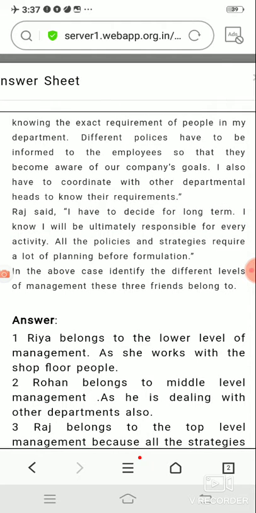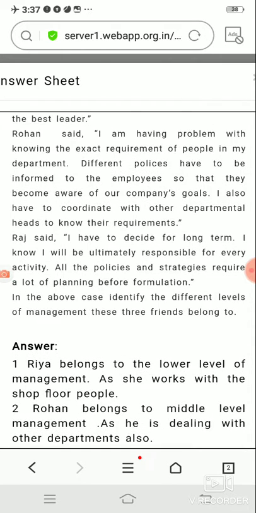Now next is Raj. Now see what Raj is saying. Raj is saying that I have to decide for long term. See children, यहीं से आपको clear हो जाना चाहिए. Raj is saying I have to decide for long term. I know I will be ultimately responsible for every activity. All the policy and strategies require a lot of planning before formulation. It means Raj is working at that level where he is responsible for each and everything. He has to make policies for a long period of time, and strategies also. So it means Raj is working in top level.